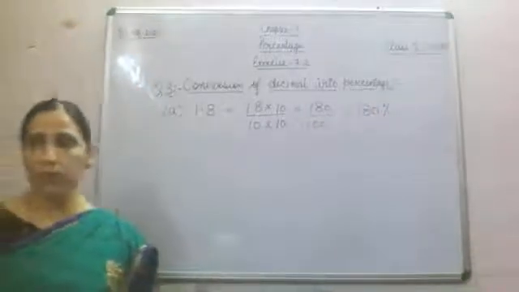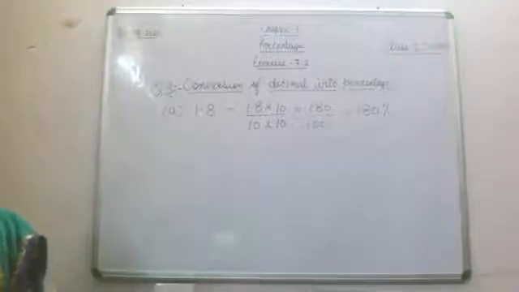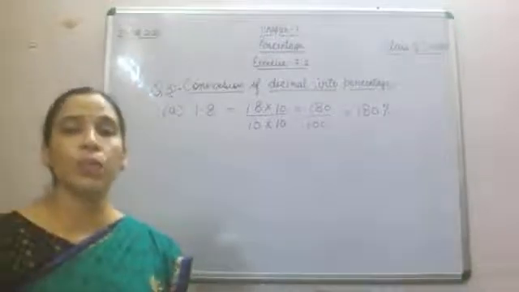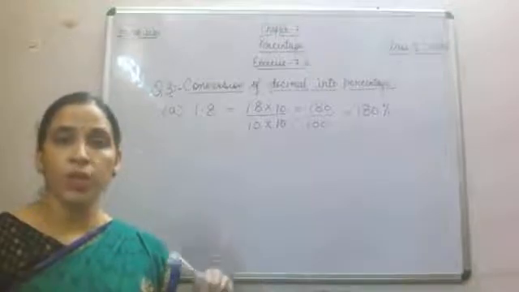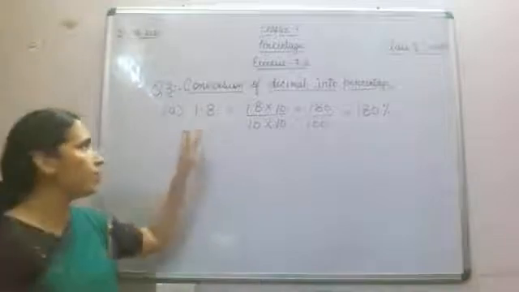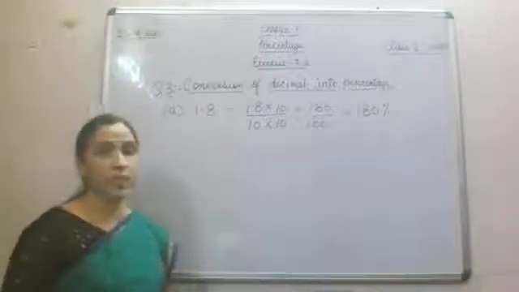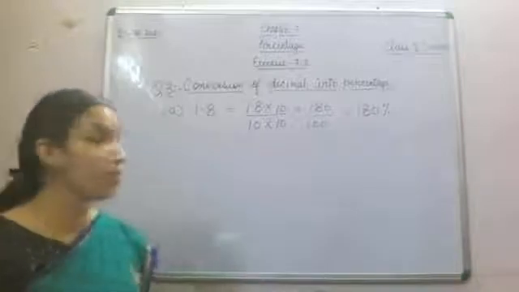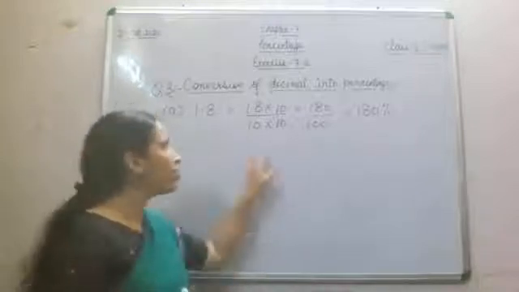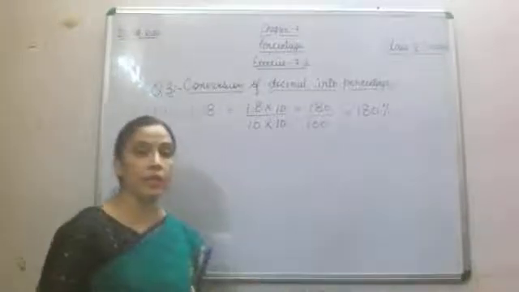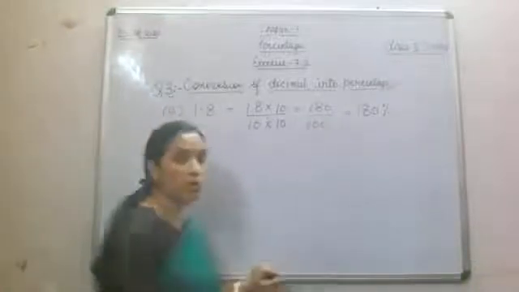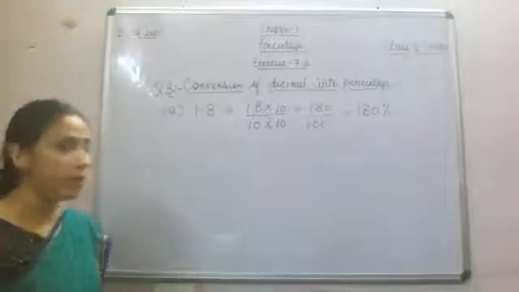So I hope the concept is clear. What is the concept here? If you have been given a decimal number, you are supposed to change it into a percentage. You will remove the decimal point and write as many zeros as many decimal places you have here. After that, the second thing you are supposed to do is change the denominator into 100. So here what we have done, 10 will be multiplied by 10, so we have got 100. Now here 180 by 100. Now this 100 will be replaced by the percentage symbol.